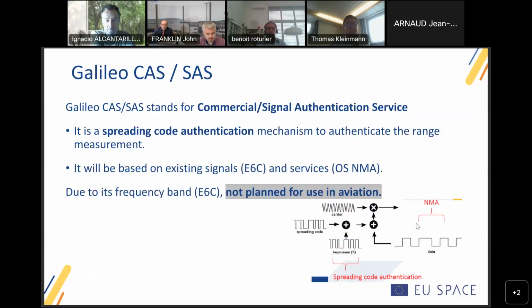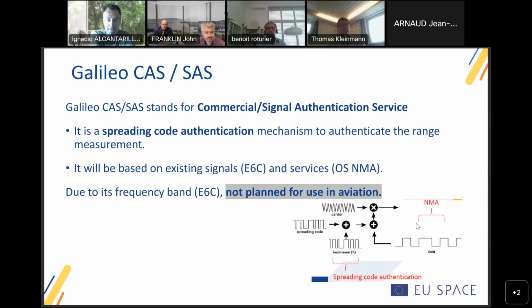We have a second functionality that, unfortunately, and I will jump to the conclusion, is not planned for use in aviation, which is to encrypt the signal. It is what we call spreading code authentication. This gives an additional layer of protection against certain spoofing attacks. In Galileo this is based on the frequency band E6C, and therefore this band is not planned for use in aviation, and today there is no intention to use this in aviation.